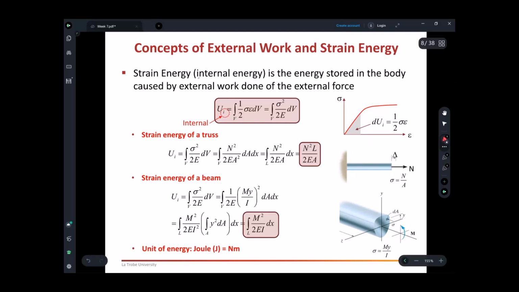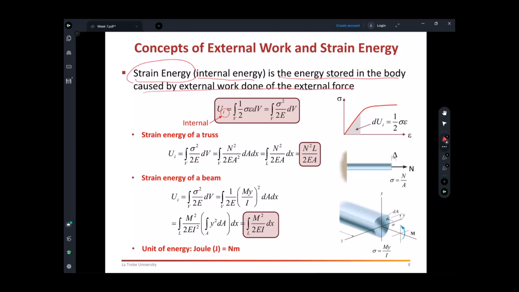Now I want to give you another one called internal energy. What is internal energy? Another name is strain energy. It is the energy stored in the body caused by the external work done and or external force. So what happens here? When you press something, when you pull something, this external work done will be converted into internal work done, because it needs to be balanced, right? External work done should equal internal work done. So something happens internally. It's not that everything happens externally, right? When you do something outside, something happens inside as well.